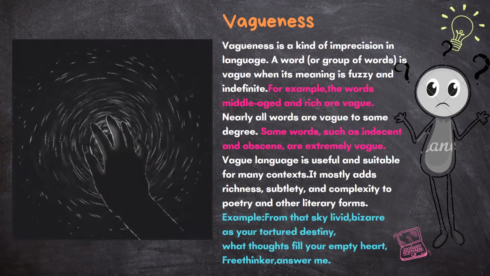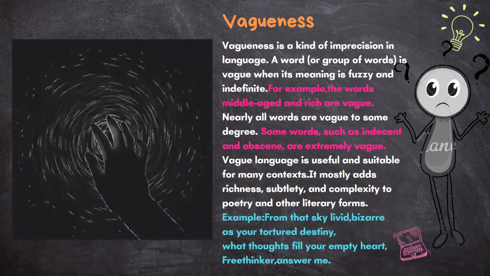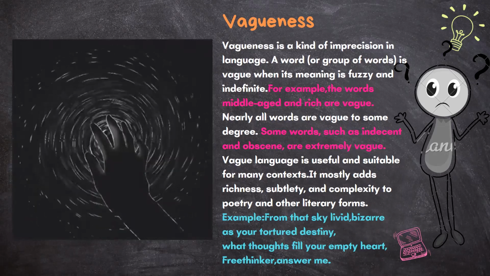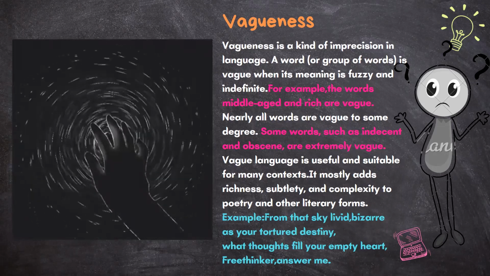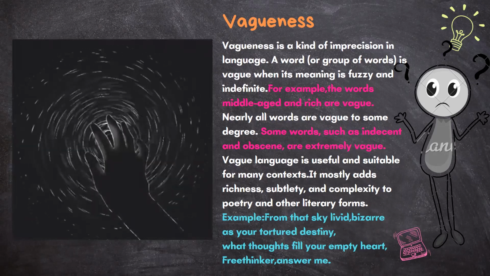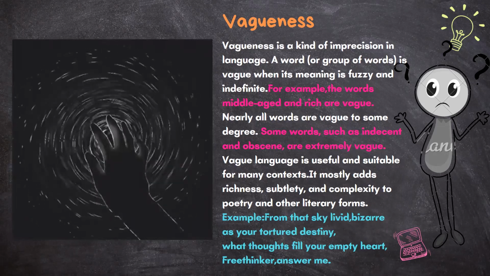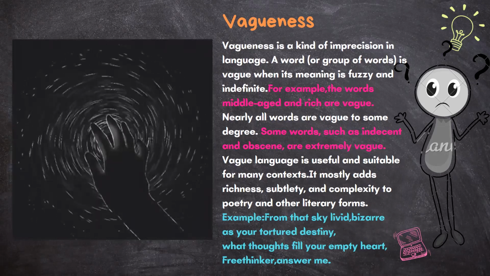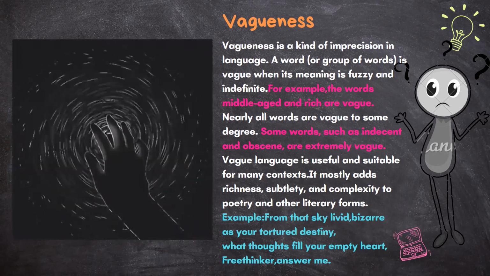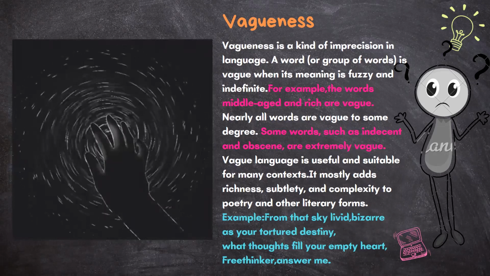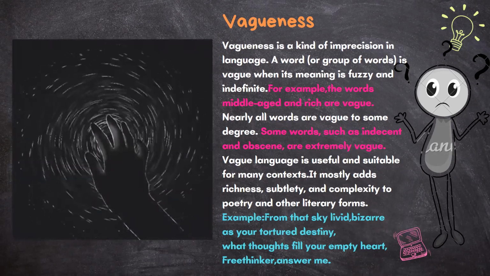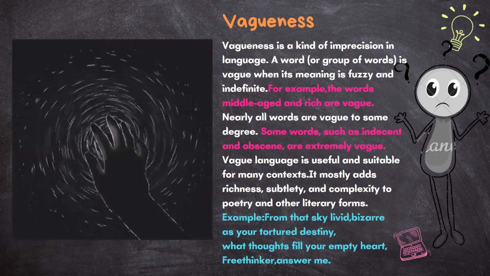No definite answer can be given since the word middle age has no obvious and different meaning. And nearly all words are vague to some degree. Some words such as indecent and obscene are extremely vague, and they create lots of difficult borderline cases. Other words like vehicle are moderately vague. Example, ordinary cars and trucks are clearly vehicles, but what about roller skates, baby carriers, snow sleds, and motorized wheelchairs and the like? And vague language is useful and appropriate for many contexts.